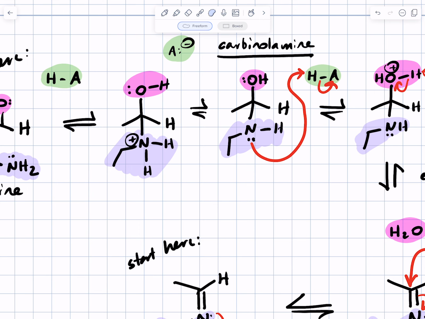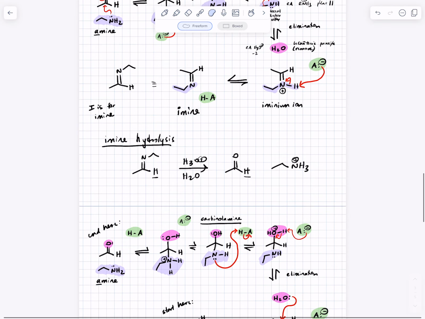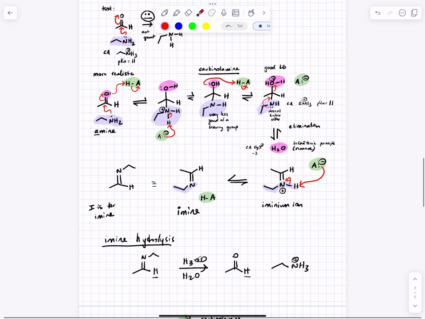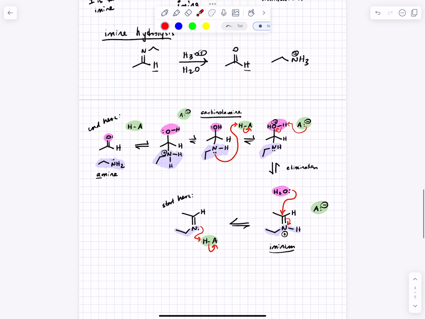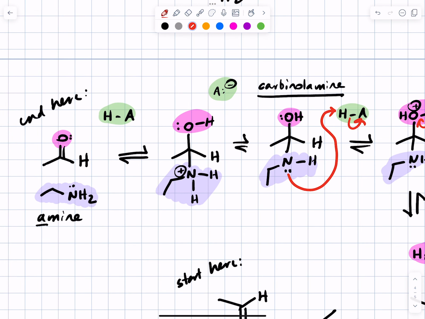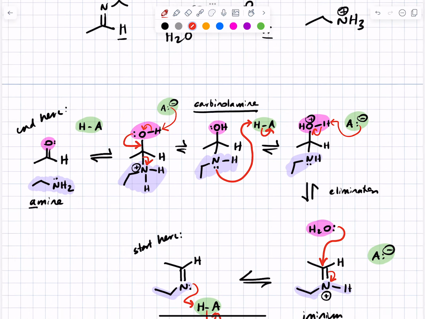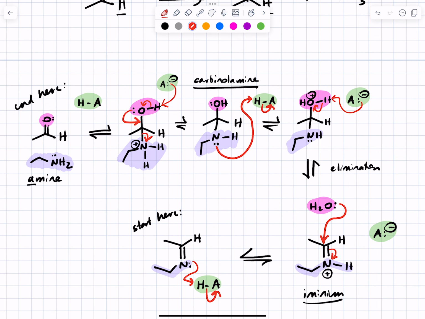At this stage we would do the reverse step of what was done in imine formation. So we're going to have the conjugate base of our acid pull the proton off of the oxygen at the same time as the oxygen is kicking off the amine as a leaving group. And there we are at our starting point.